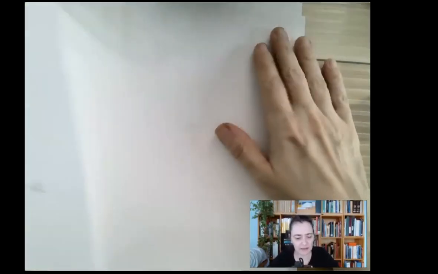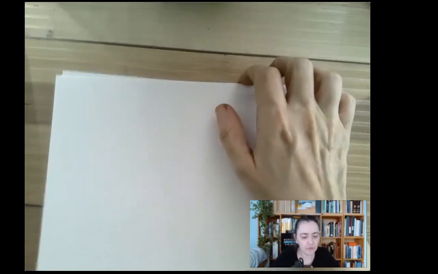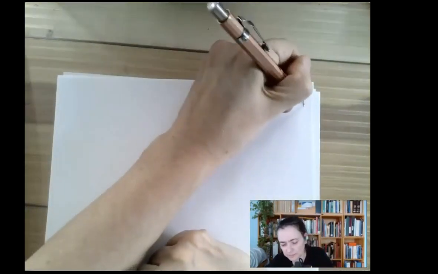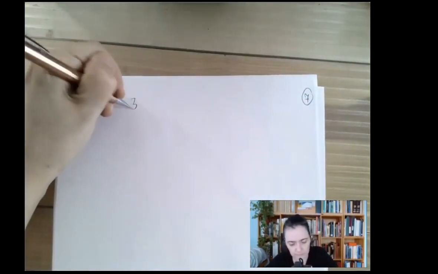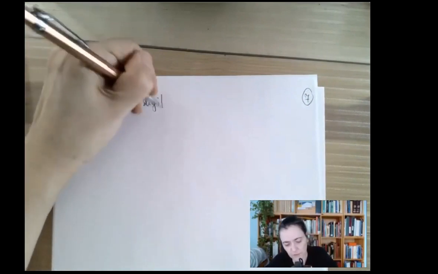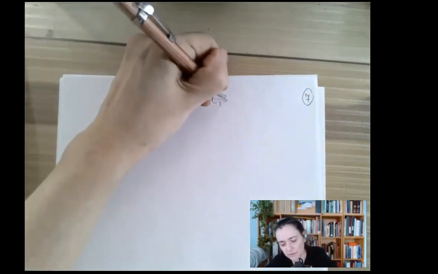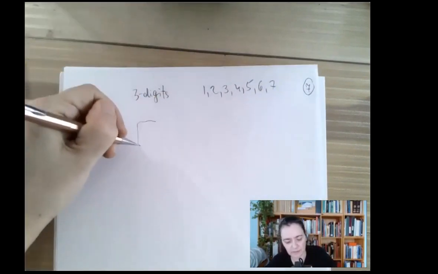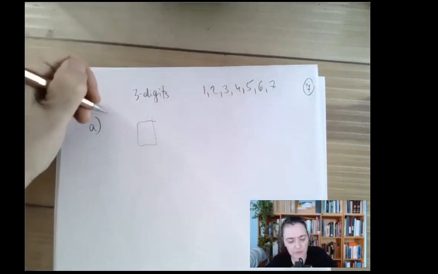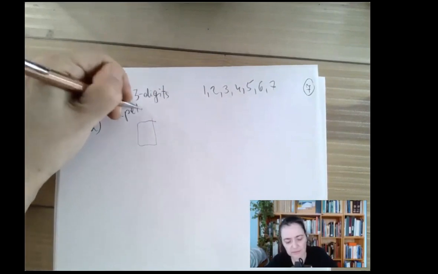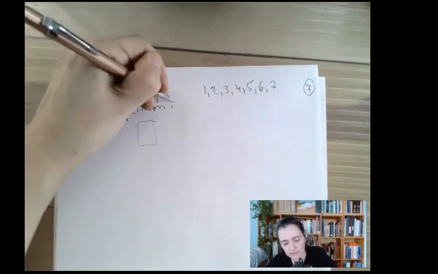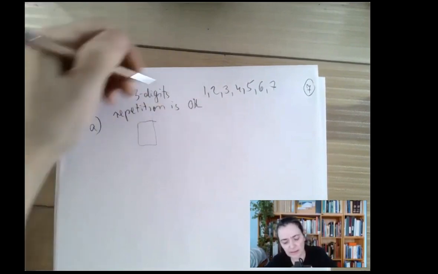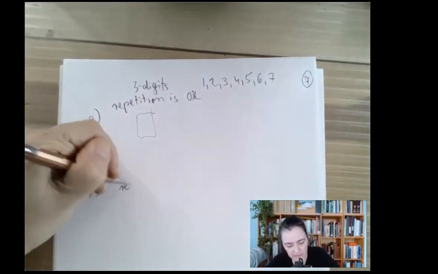Okay, now same question, but we're moving up to 3 digits. So we're still only using 1, 2, 3, 4, 5, 6, 7. So A, repetition is okay. And B, repetition is not okay.